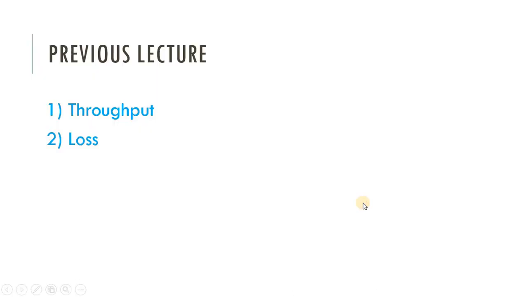In our previous lecture, we learned two terms, throughput and loss. We can say that throughput means the number of packets successfully received by the receiver host. That is called the throughput. And loss means if we pass 5 packets from the sender host and only 4 packets reach the receiver host, then 1 packet is lost. That is called the loss. So that was our previous lecture.